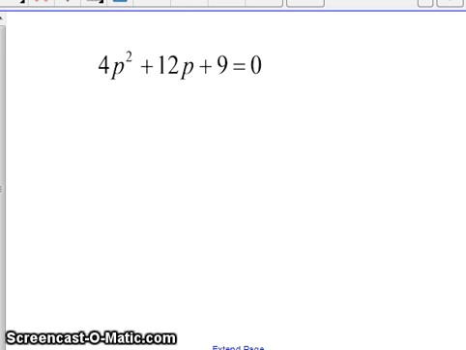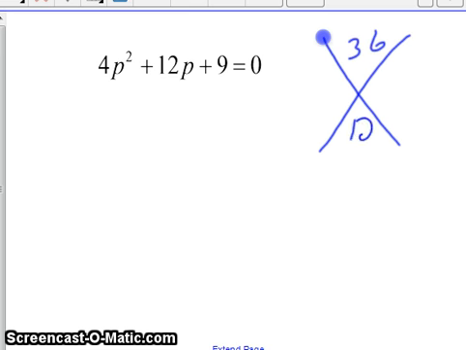I'm doing the X. Is this an easy AC or a hard AC? Hard. Good. So A times C is 36. I need factors of 36 whose sum is 12. What are they? 6 and 6. Good.